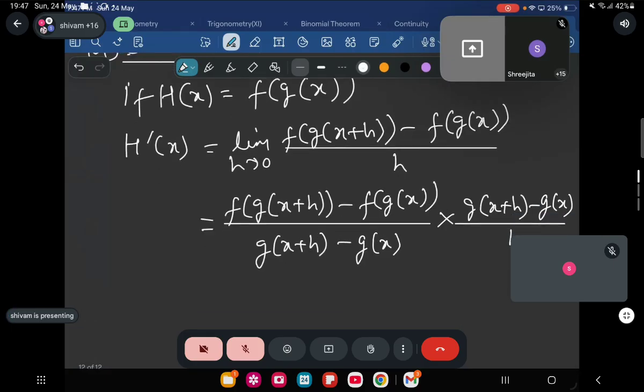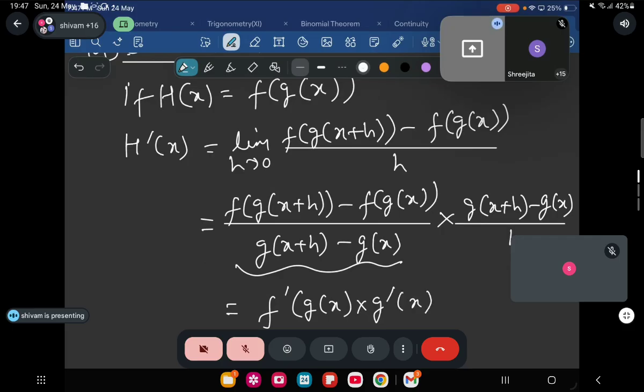Yes or no? What is this? This is f dash g of x. Can you people understand? This is f dash at g of x. Tell me, anyone having any doubt, you can ask me. Multiplied by, this is g dash x. Hence proved. If you are having any difficulty, you ask me, I'll explain.